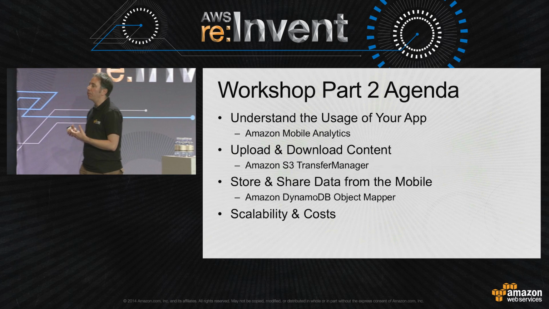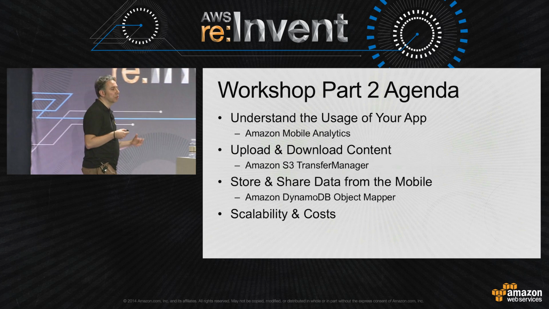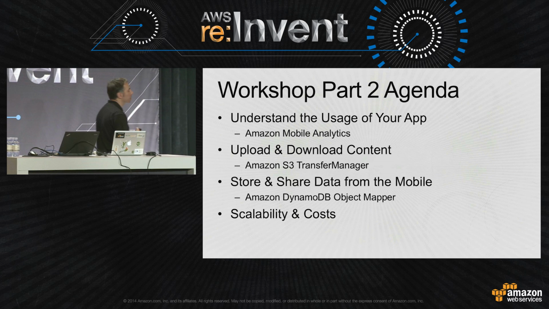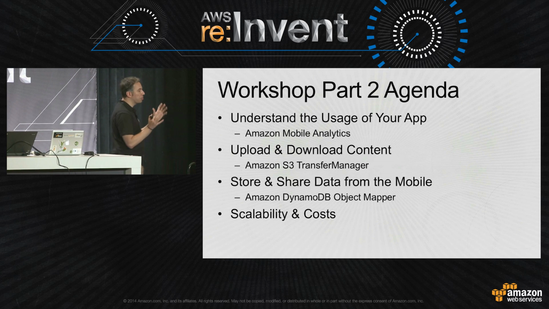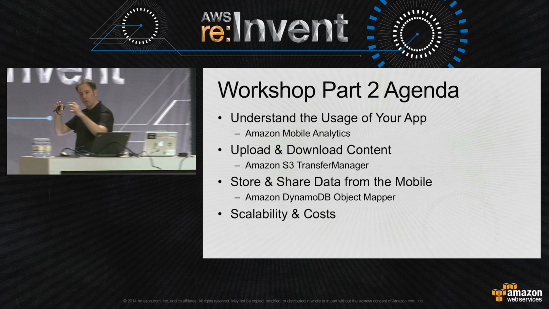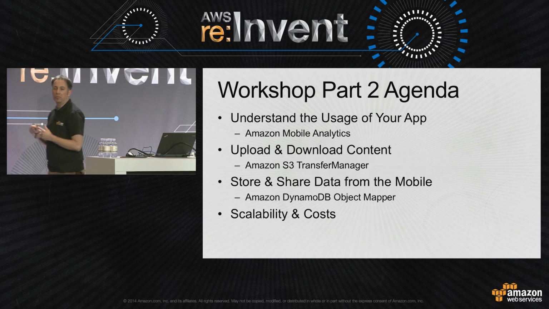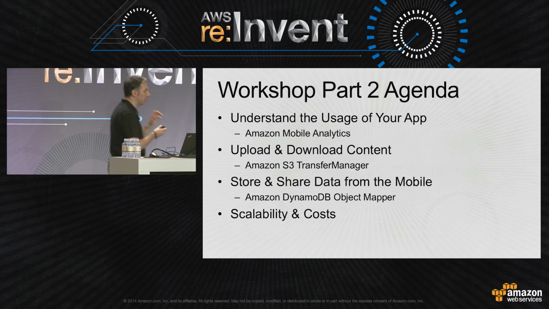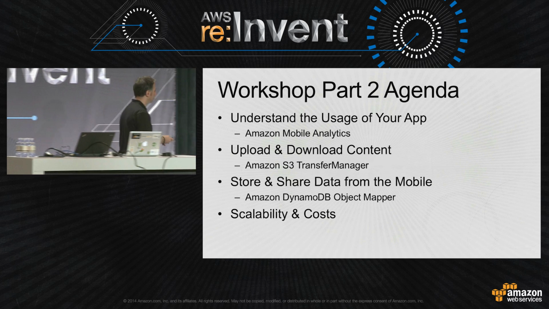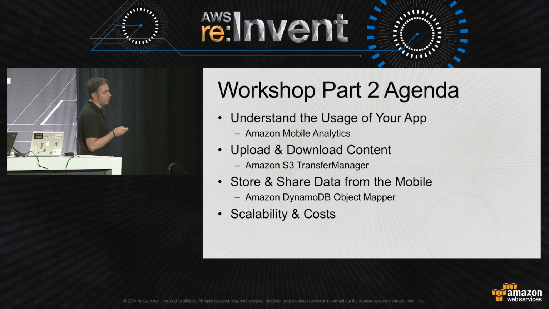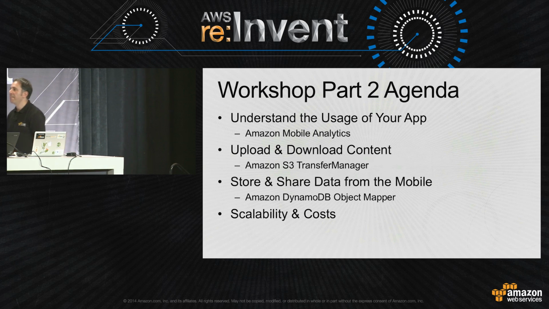And we also offer an object mapper that allows you, using Java notation, and there is the equivalent for iOS, to just map an object to a DynamoDB item, that is how we call the row in DynamoDB, to make it very easy to store and retrieve data from DynamoDB, still directly from the device. And also we will review scalability and cost for these 3 services and connectors.